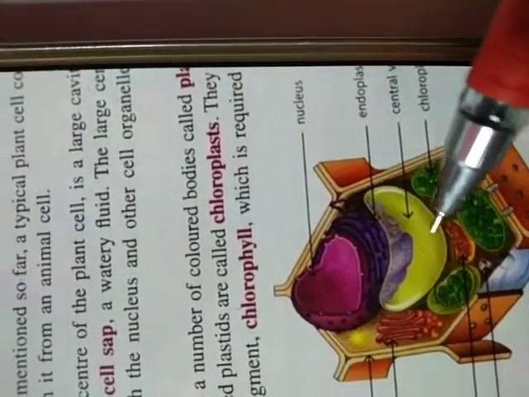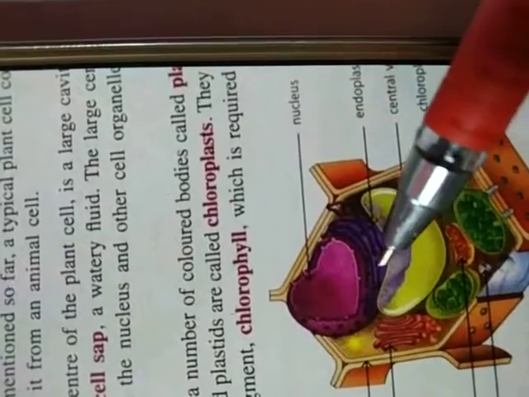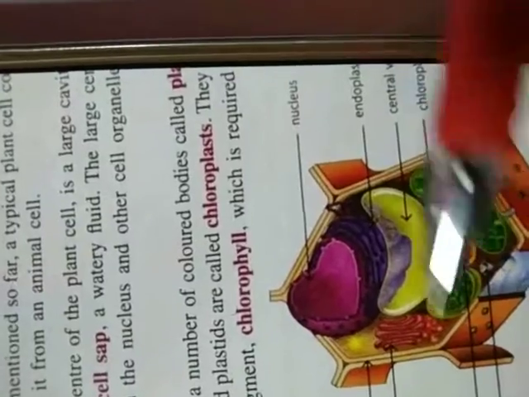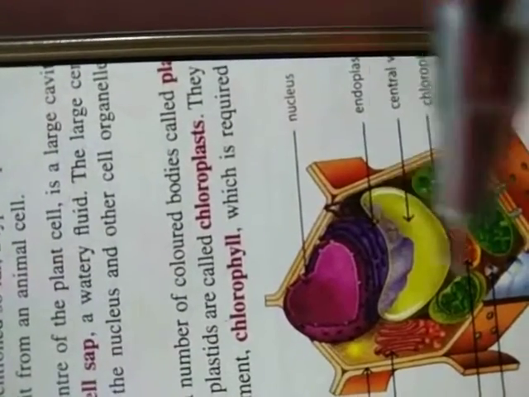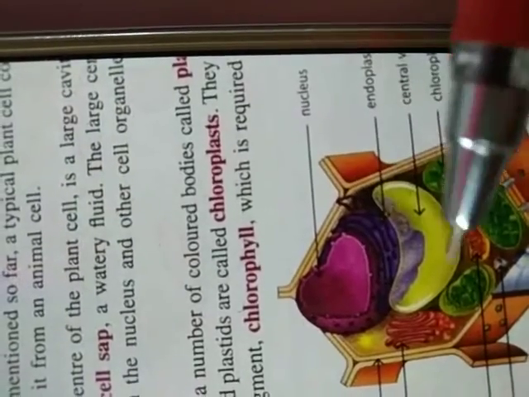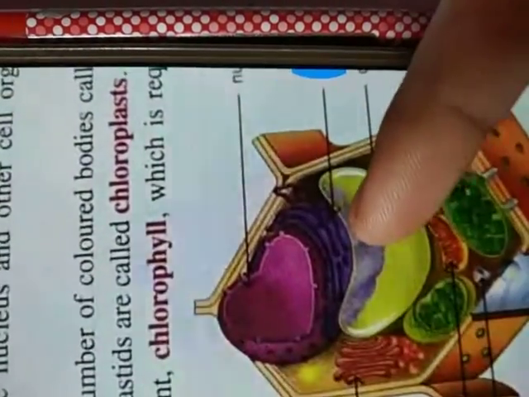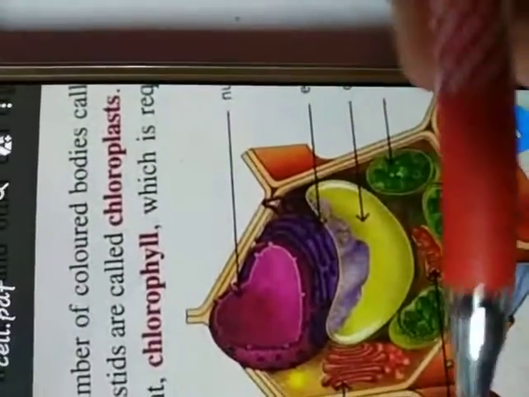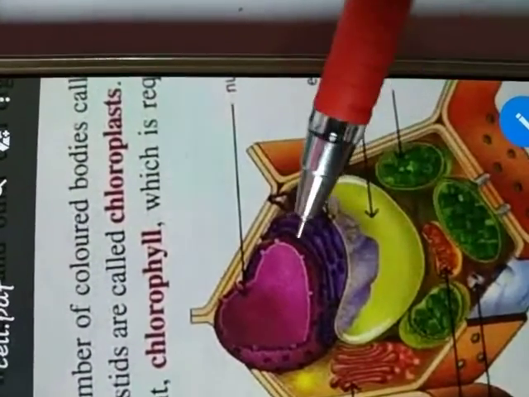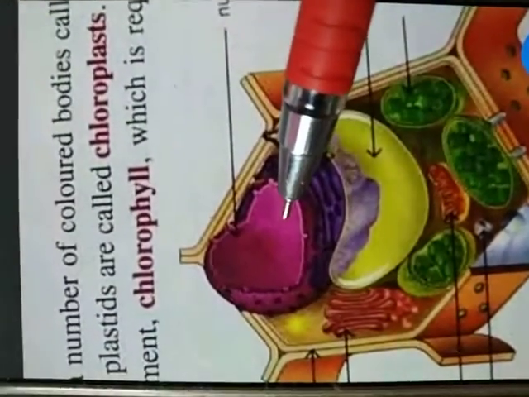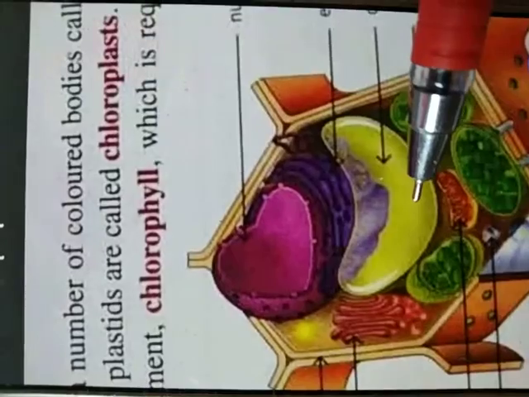This central vacuole pushes the cytoplasm along the outer side. Outwardly, in this direction, it pushes the cytoplasm along with the other organelles which are present in it. So this is the central vacuole.